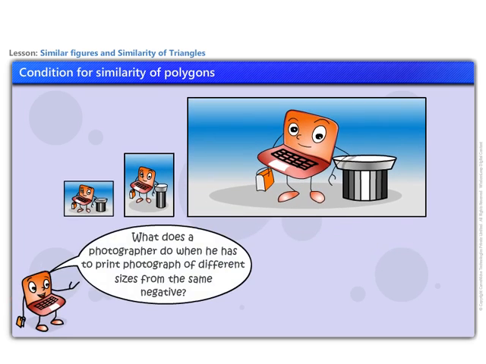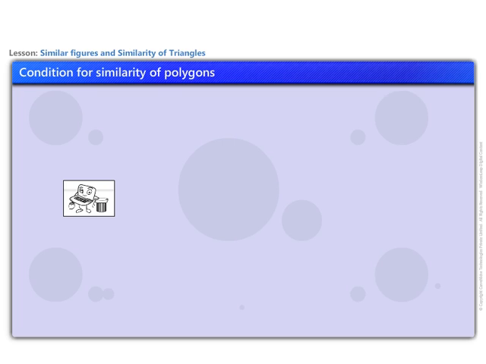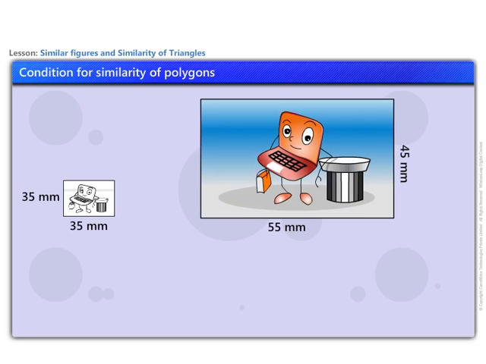You have heard about stamp size, passport size, and postcard size photographs. What does a photographer do when he has to print photographs of different sizes from the same negative? He generally takes a photograph on a small size film, say 35 mm size, and then enlarges it to a bigger size, say 45 mm or 55 mm. Now, observe the line segment in the smaller photograph and its corresponding line segment in the bigger photograph. This means every line segment of the smaller photograph is enlarged in the ratio 35:45, or it can be said that every line segment of the bigger photograph is reduced, that is decreased, in the ratio 45:35.